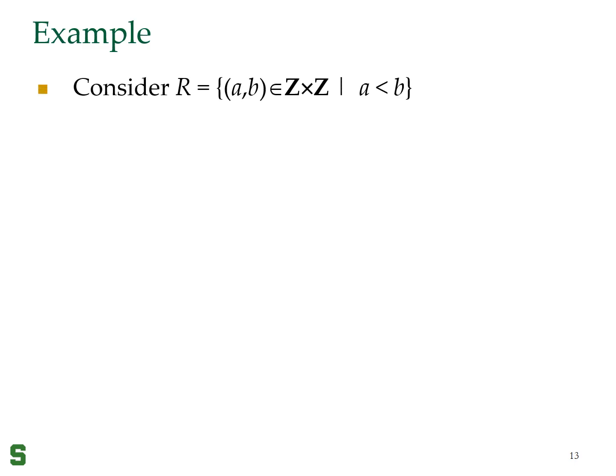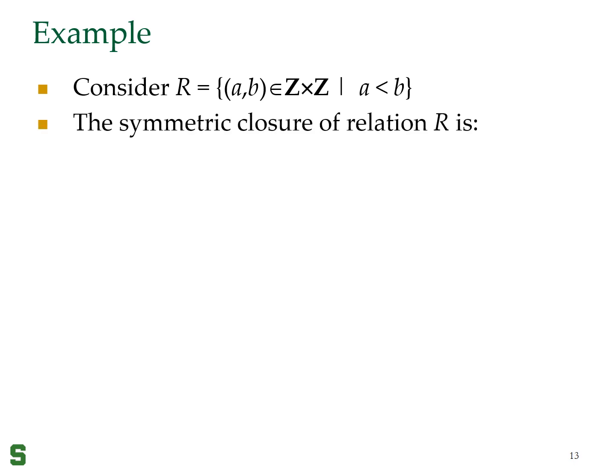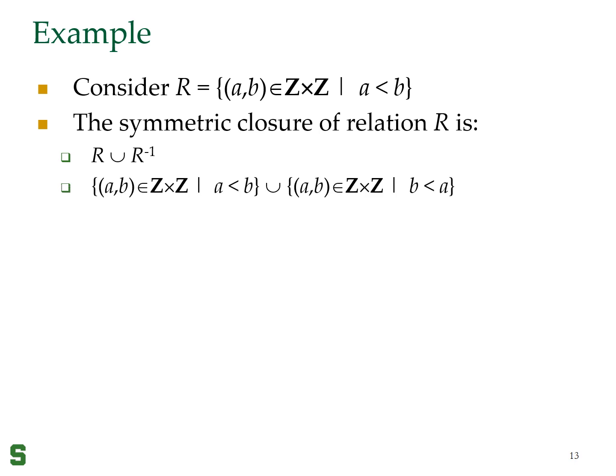So if I look at an example, I have here a relation AB where A is less than B. If I wanted to get the symmetric closure, then I want AB where A is less than B, or where B is less than A, and that's going to give me essentially the relation AB where A is not equal to B.